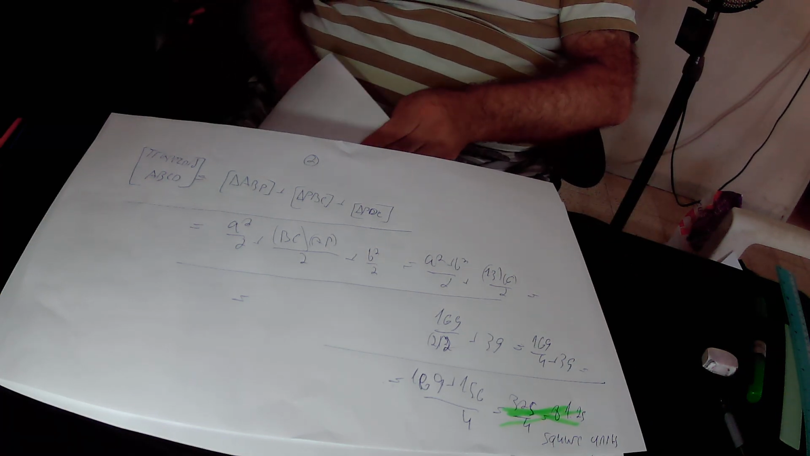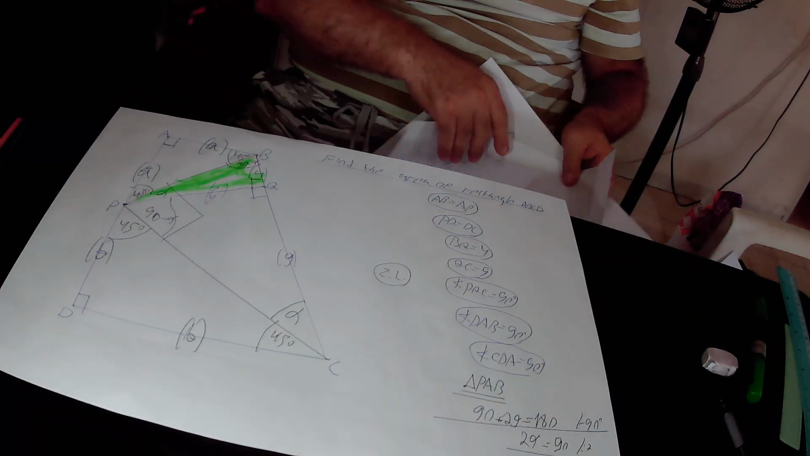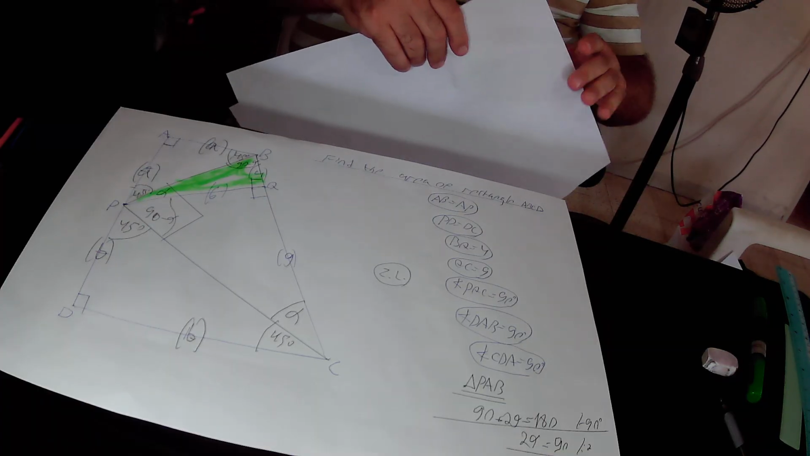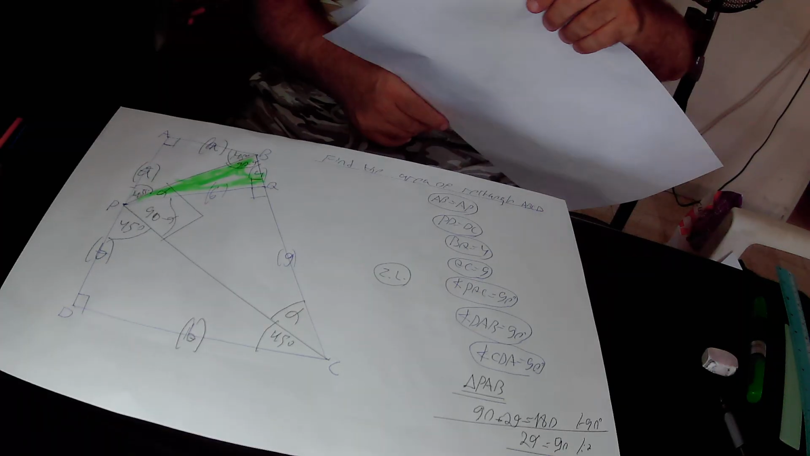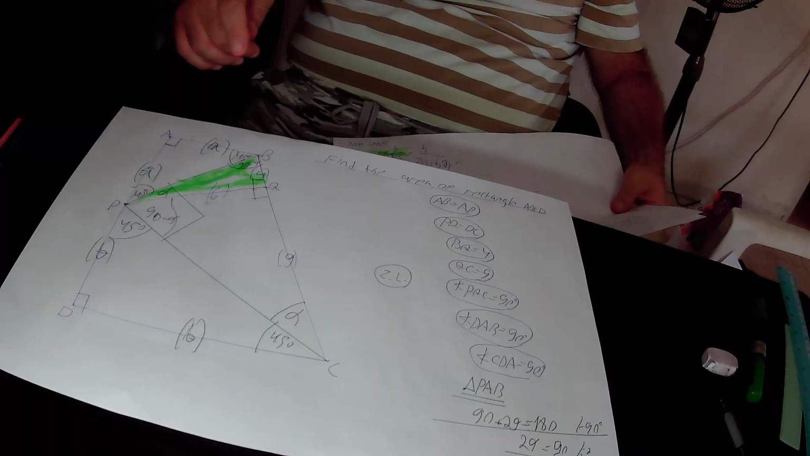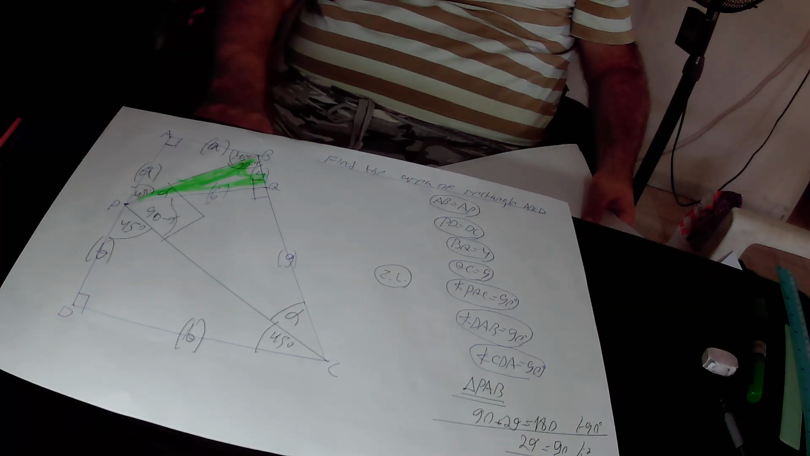So in total, the area of this trapezoid ABCD, that is the area that we're looking for in this question, is equal to 325 over 4 square units. So in terms of numbers, the area of this trapezoid ABCD is equal to 81.25 square units. Okay, thank you very much.